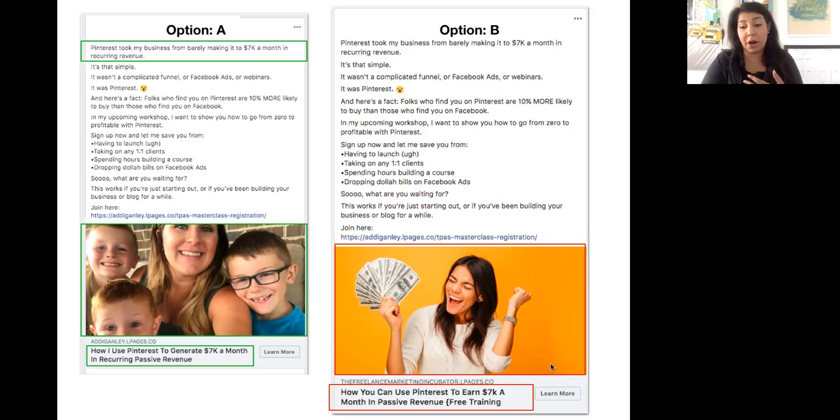And then at the bottom where it says you can get $7,000 a month, that's totally not gonna fly. You can't make income claims. You can't make a promise about what they'll be able to earn. You can't talk about what your client or yourself has done as a case study.